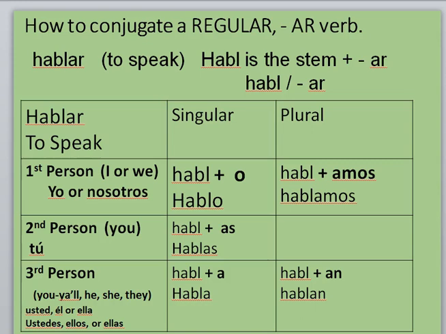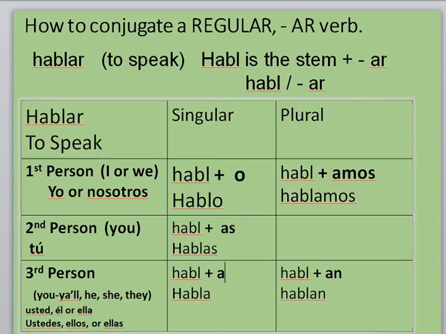Our first example is the verb for to speak, which is hablar. Remove the AR, and that leaves the stem of hablar as HABL. All regular AR verbs will follow this pattern. For yo, you add an O to the stem for hablo, which means I speak. For nosotros, you add amos to the stem for hablamos, which means we speak. For tú, you add as to the stem for hablas, which means you speak.